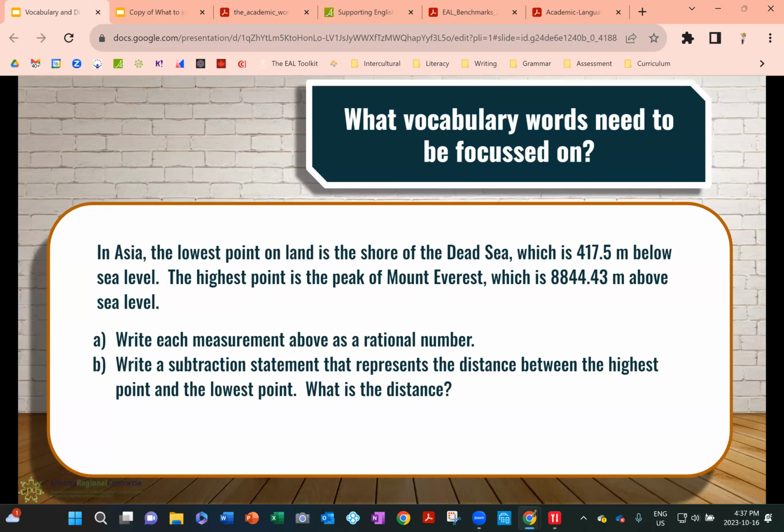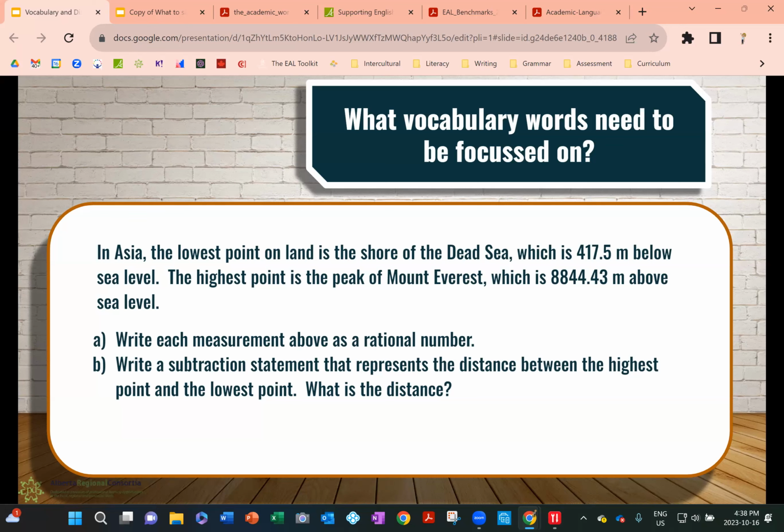And when we think about the tasks we're asking our students to do, we need to think about which words they should focus on. Should we focus on the word Asia? Should we focus on Dead Sea? Or what's important for solving an equation like this, or a problem like this? What do they need to know prior to tackling a problem like this? And this is just from a grade 7 math textbook that I pulled out.